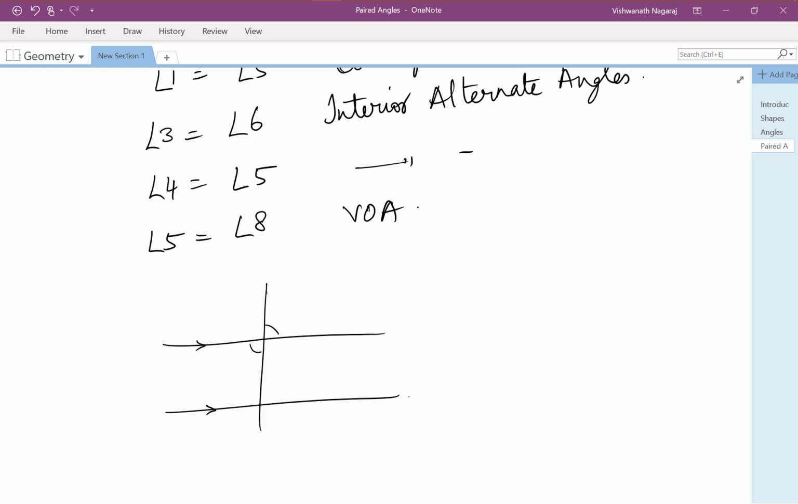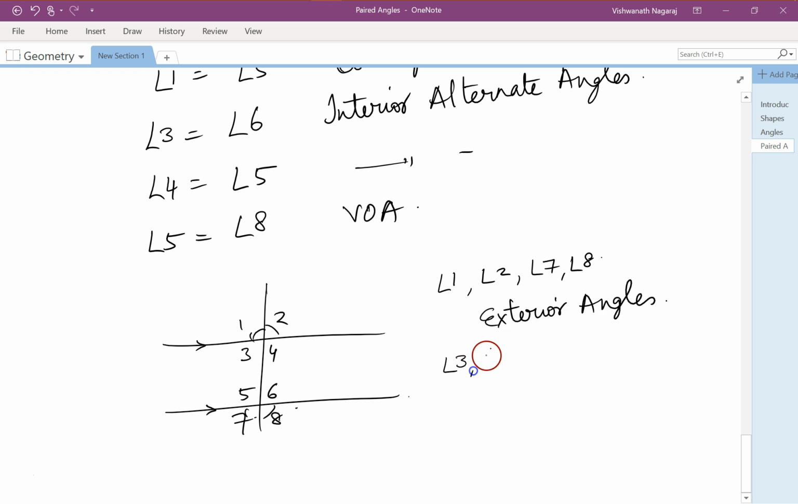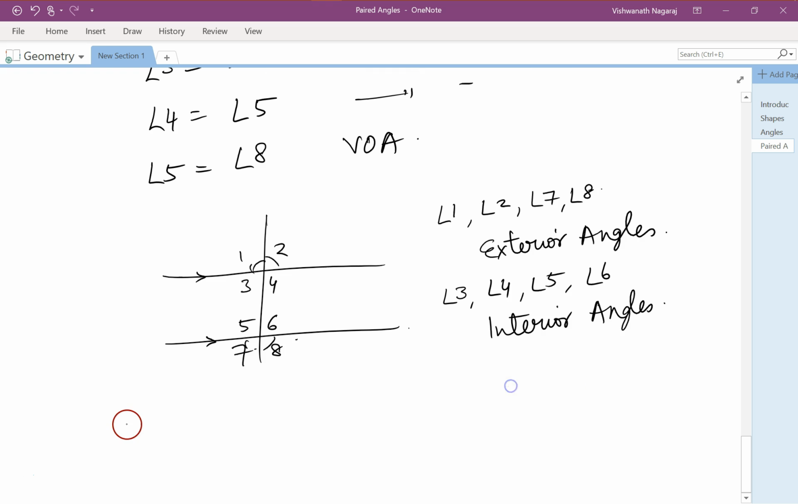Okay, let's take it step by step. 1, 2, 3, 4, 5, 6, 7, 8. So, angle 1, angle 2, angle 7, angle 8, they are called exterior angles. Angle 3, angle 4, angle 5, angle 6, these are called interior angles.